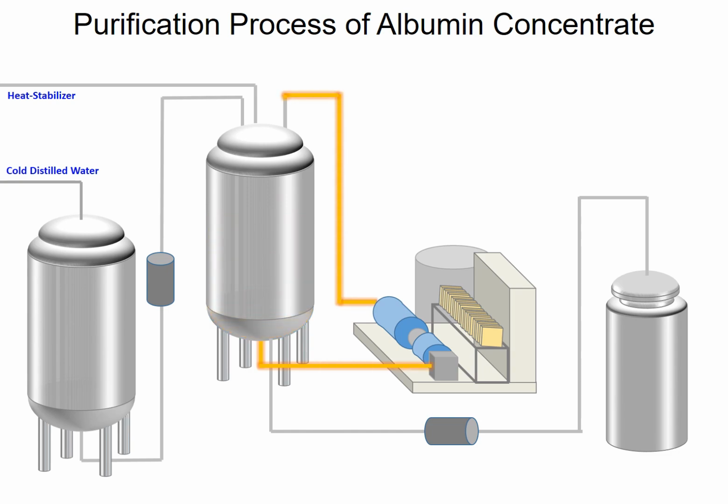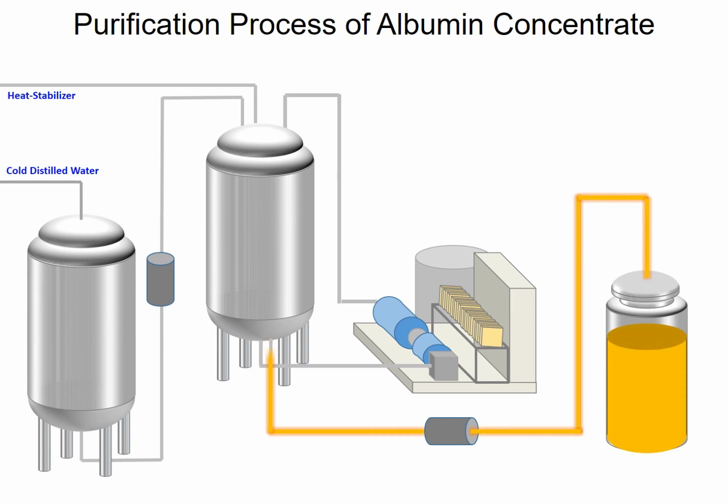The final product of albumin is heat treated for viral inactivation. Therefore, heat stabilizer has to be added to prevent protein denaturation during heat treatment. And finally, sterile filtration is performed. In this way, 20% albumin concentrate as the final product is prepared.